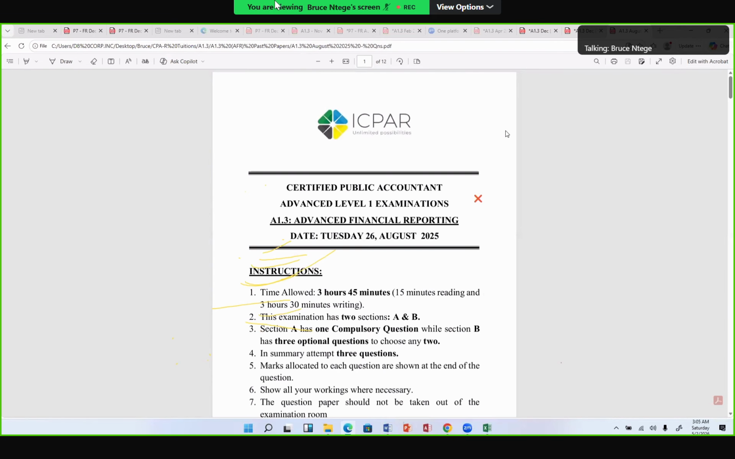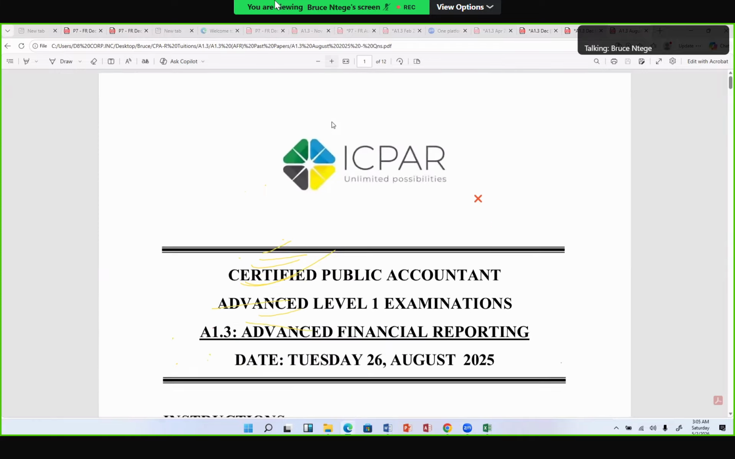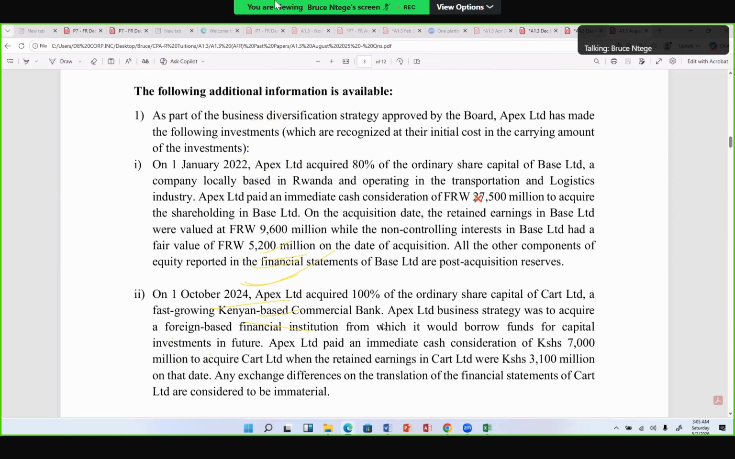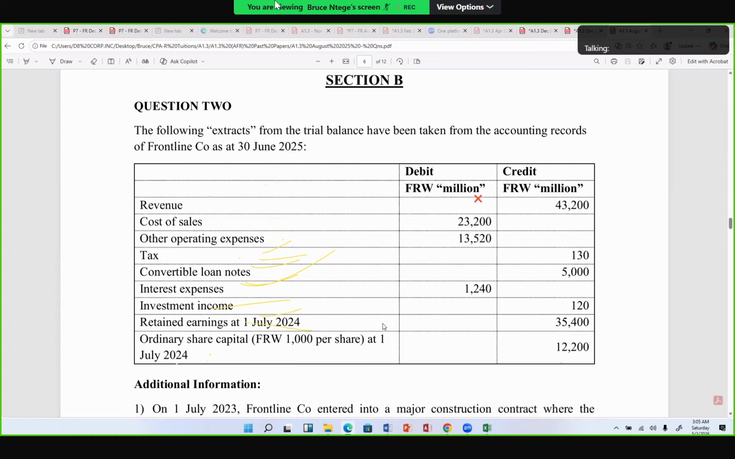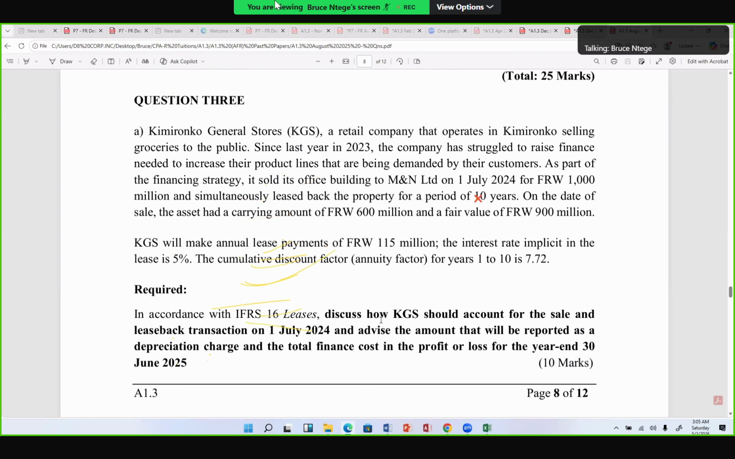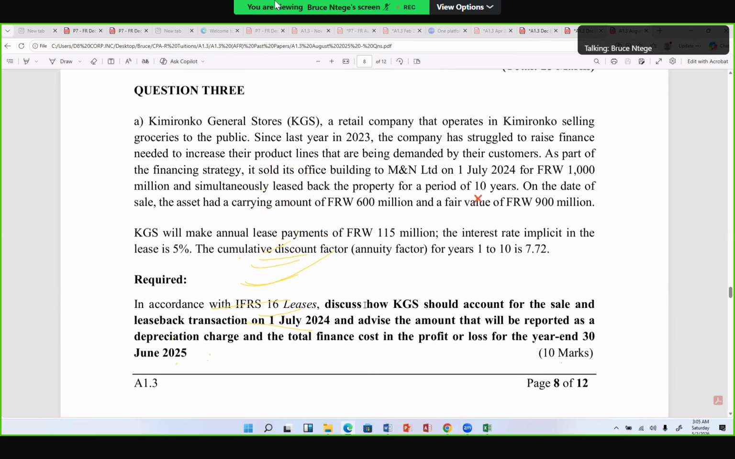Okay, I think somebody had it before. Let's go to question 3, which is still section B, but only part A of the August 2025 exam. Okay, here it is. It had 10 marks.